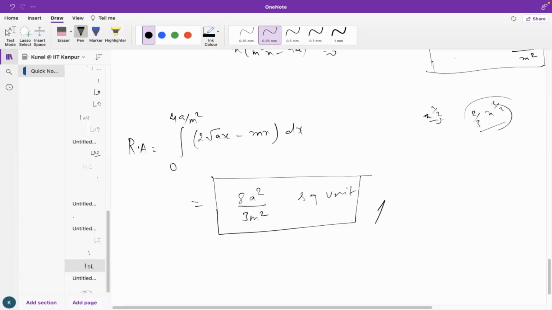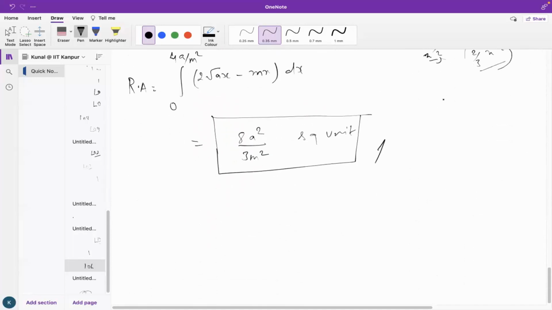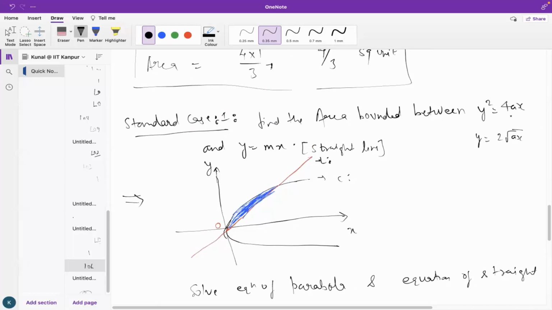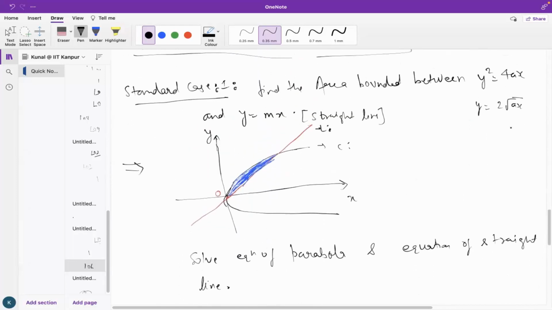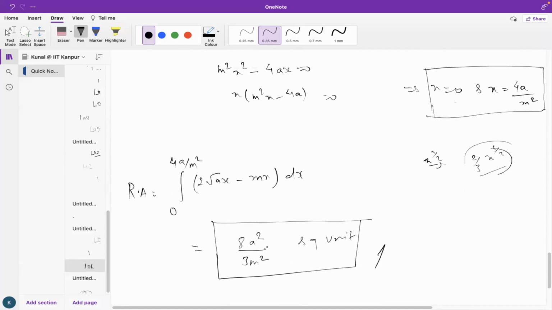Now what I'm trying to say is, let's see its implementation, because it's a standard case, right? It is a standard case that there is a line y is equal to mx, and a parabola also, so its area will be 8a square by 3m cube, where a is the latus rectum by 4, obviously, right? And m is the slope of the line. So let us try to look at an example on this.